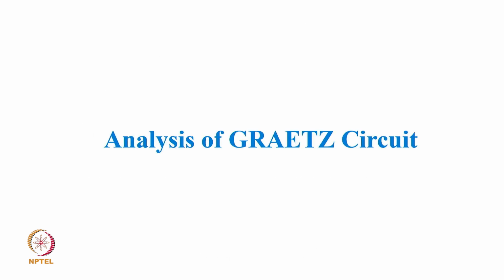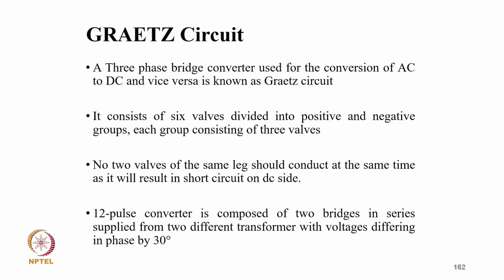Coming to analysis of the Graetz circuit. A three-phase bridge rectifier used for the conversion of AC to DC is known as a Graetz circuit. It consists of 6 valves divided into positive and negative groups, each group consisting of 3 valves. So no 2 valves of the same leg should conduct at the same time, as it will result in a short circuit of the DC side.